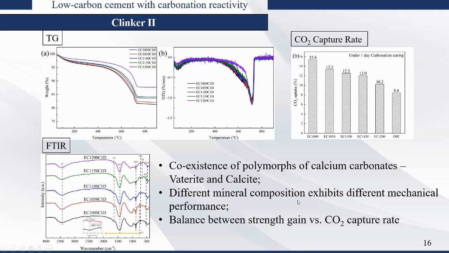Different mineral compositions exhibit different mechanical performance. So we have to have this balance between strength gain and CO2 capture rate. When we need higher strength, we increase the content of beta C2S. If the target is to absorb more CO2, we increase the gamma C2S. That can be controlled through our raw feed design and the clinkering process.